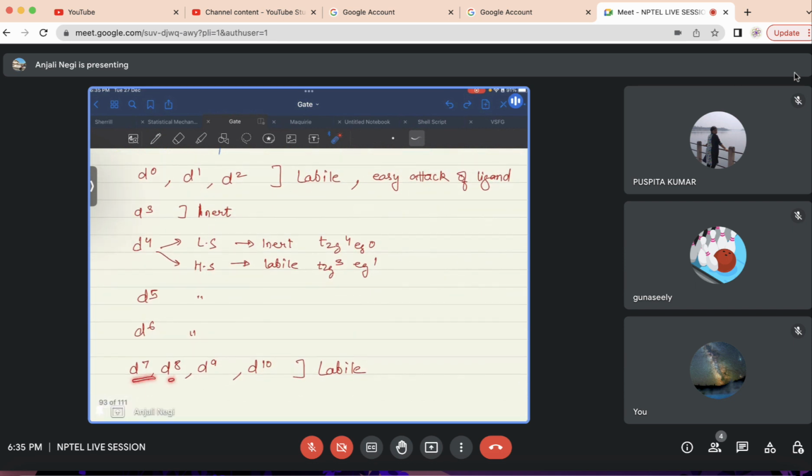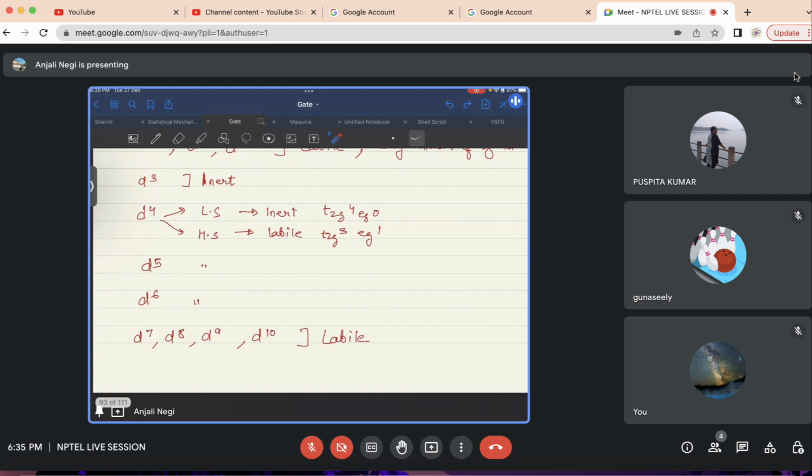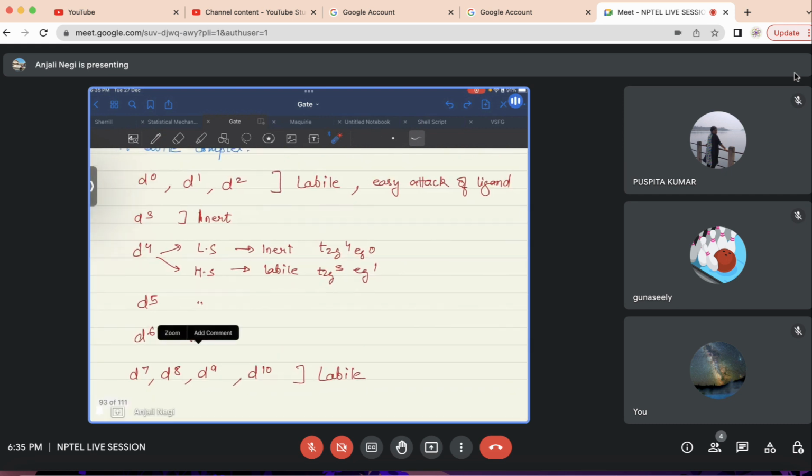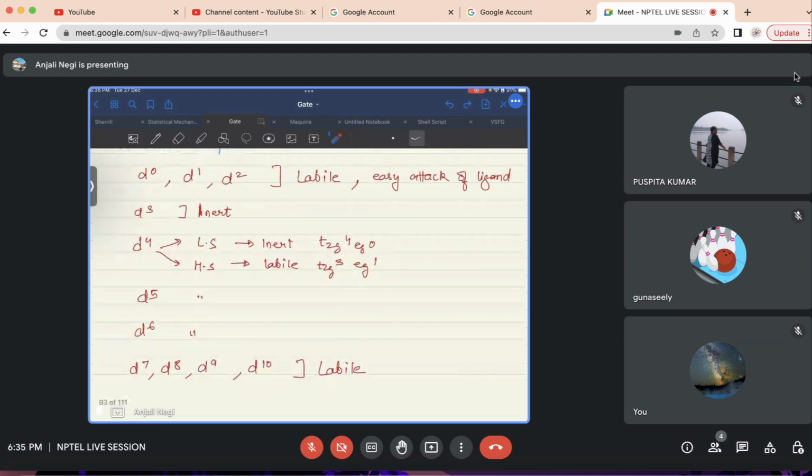And d7, d8, d9, d10 will have electrons filled in the eg orbital, correct? So it's labile. Yeah, it's labile then, correct.